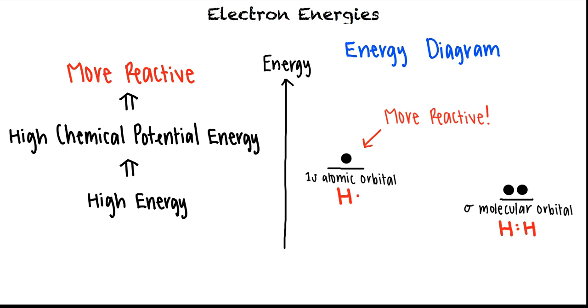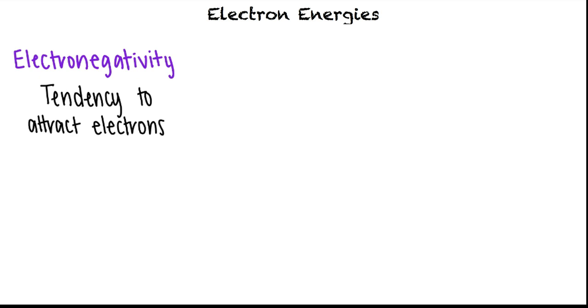What other factors might influence electron energy? When comparing electron energies, we can take electronegativity into account. Electronegativity is an atom's tendency to attract electrons.